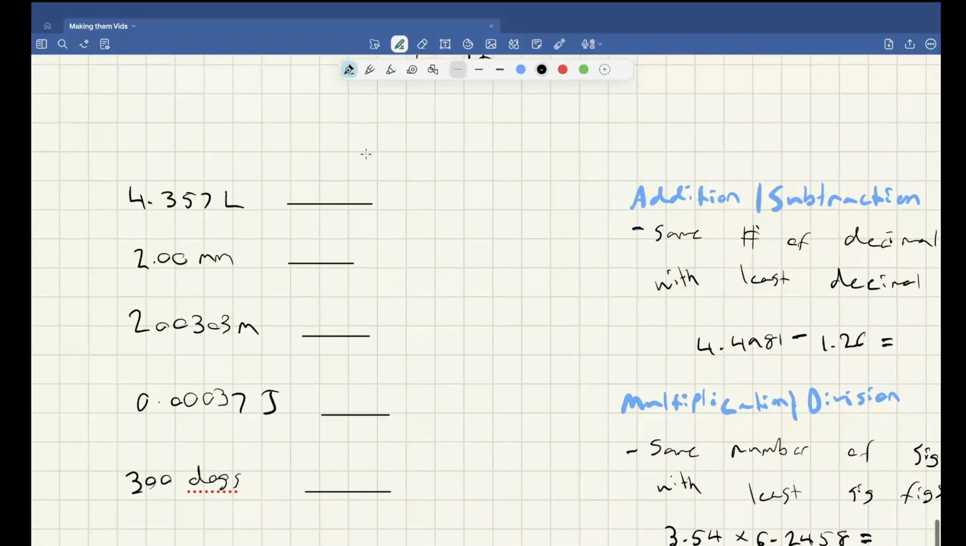So here we have 4 sig figs. Here we have 3 sig figs. Here we have 3 sig figs. Sorry. Here we have 6 sig figs. Here we have 2 sig figs.